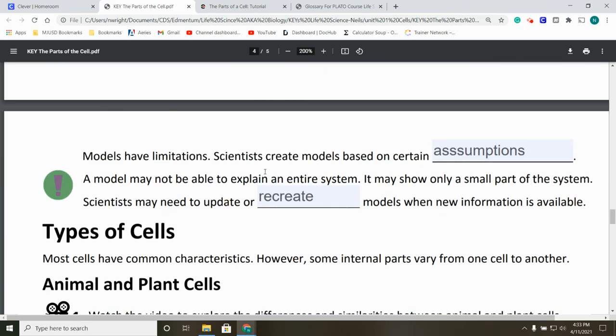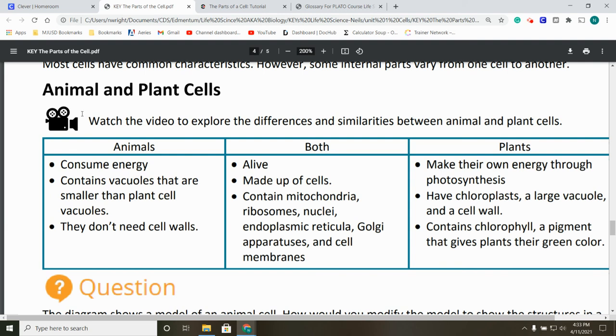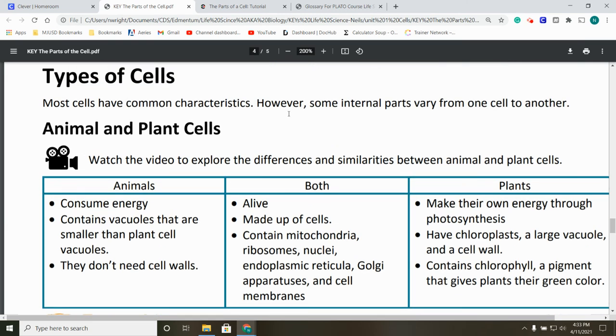Models have limitations. Scientists create models based on certain assumptions. A model may not be able to explain an entire system. It may show only a part of the system. Scientists may need to update or recreate models when new information is available. So, types of cells. Most cells have common characteristics. However, some internal parts vary from one cell to another.